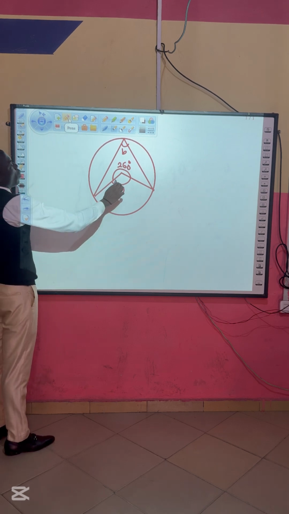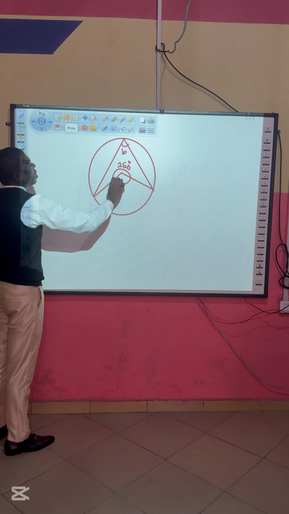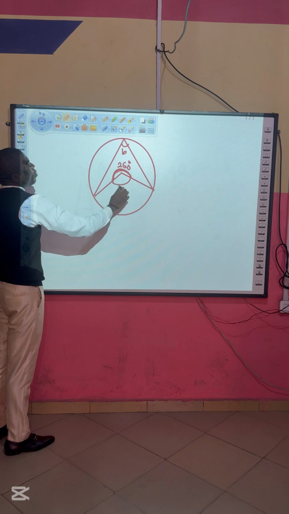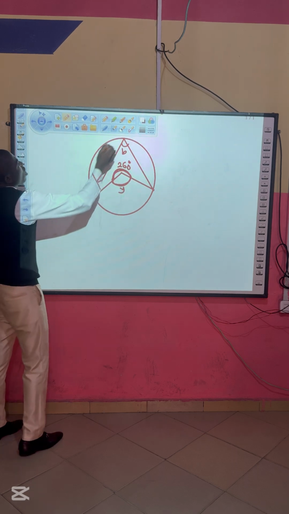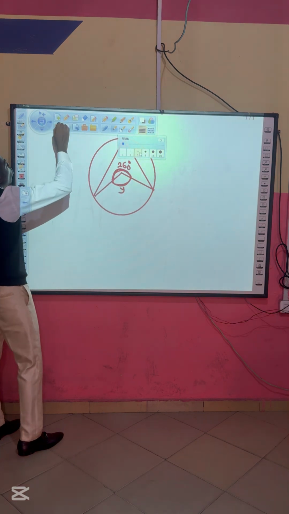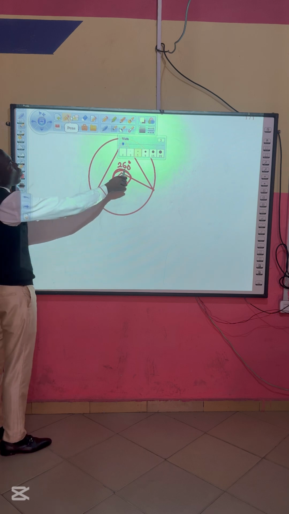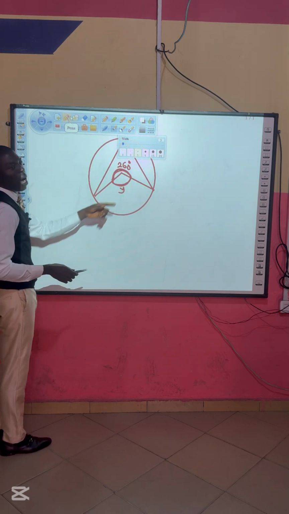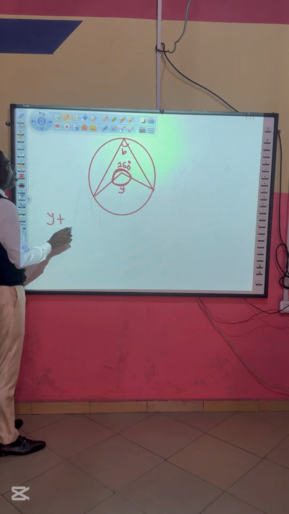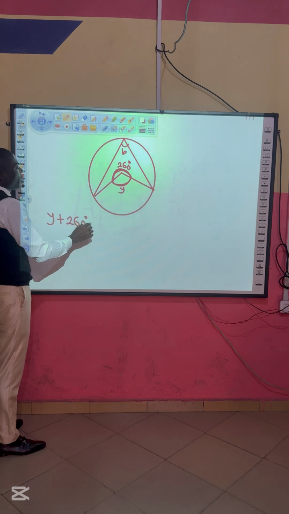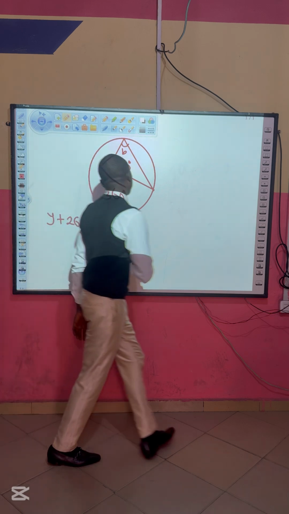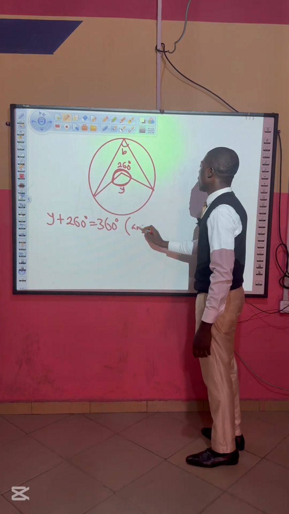We are going to say, if you look very closely, you realize that this place is 260 degrees, and then this place is angle y. Now, if you check very well, you realize that this angle 260 and angle y, they form angle at the center, they form angle at a point. So we're going to say y plus 260 degrees is equal to 360 degrees. What's our reason? We are going to say angle at a point.